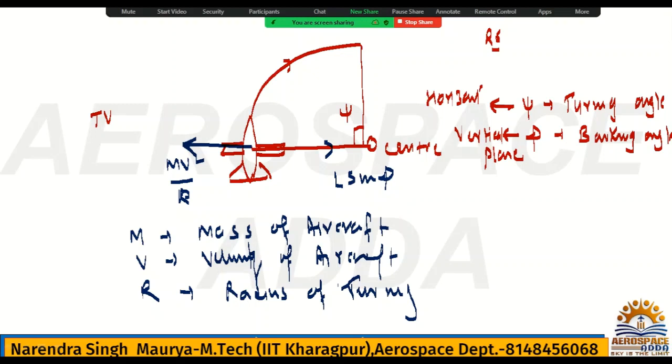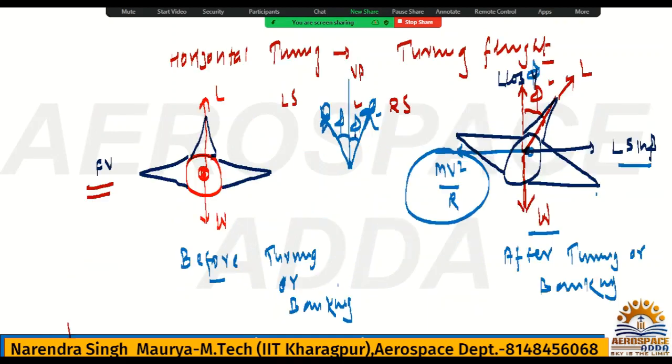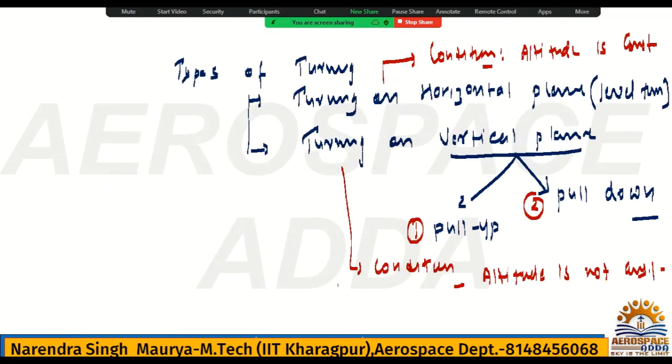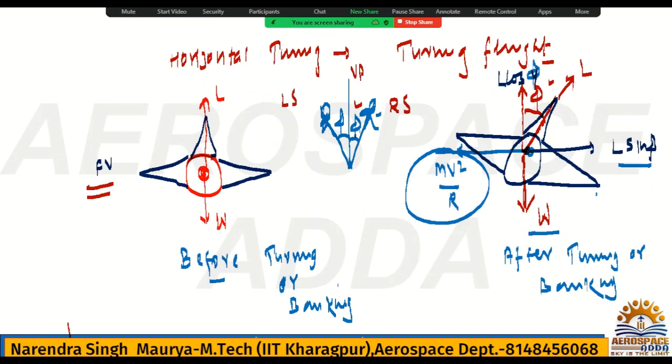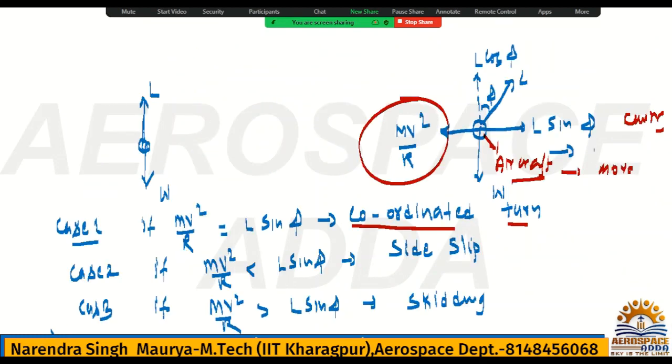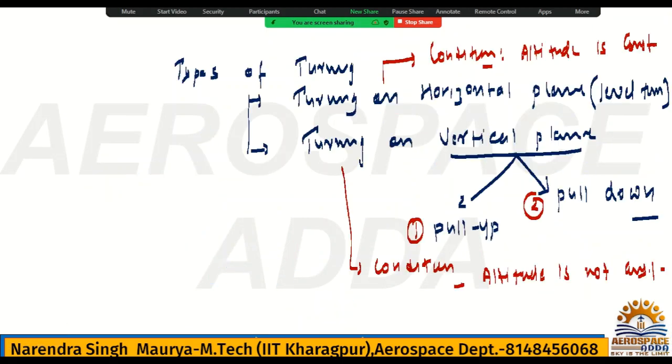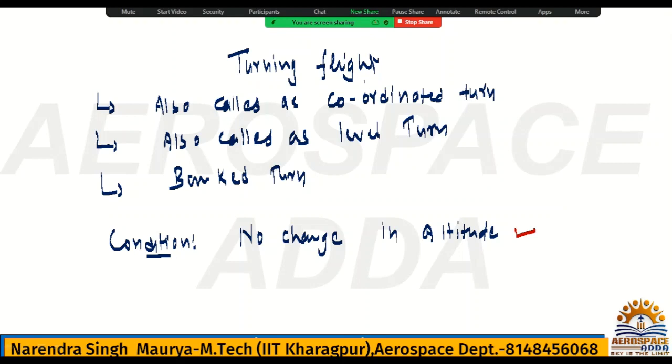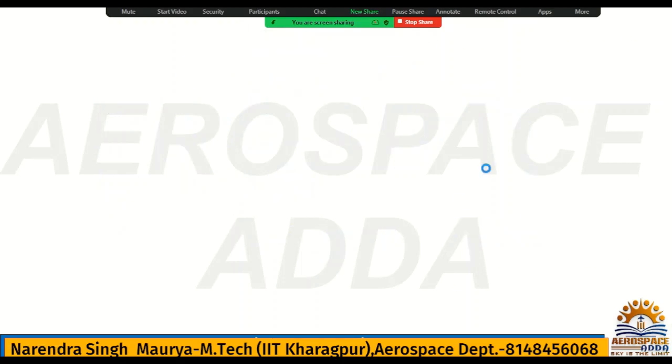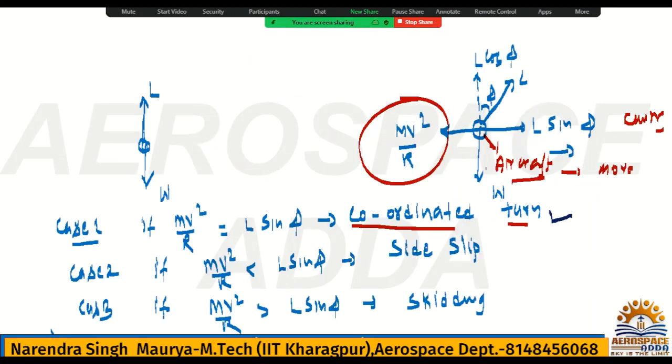Okay. Now, where are we interested? For what kind of turning are we interested? We are interested only in this case 3, the coordinated turning, because we are going to study the coordinated turn. The coordinated turn is also called turning flight, level turn or bank turn. So our focus is on the coordinated turn. What is the coordinated turn? When this mv square by R is equal to L sin phi.